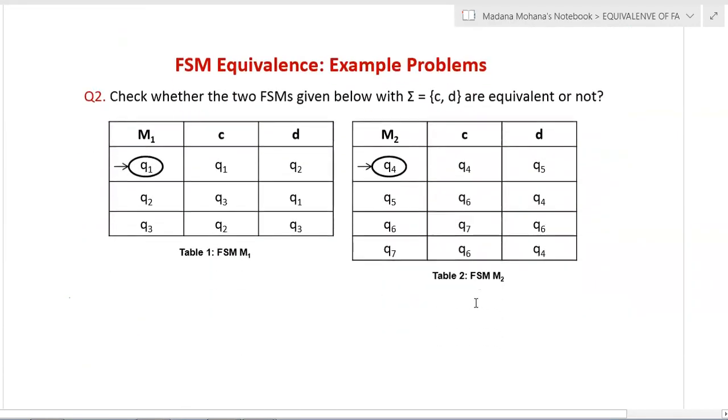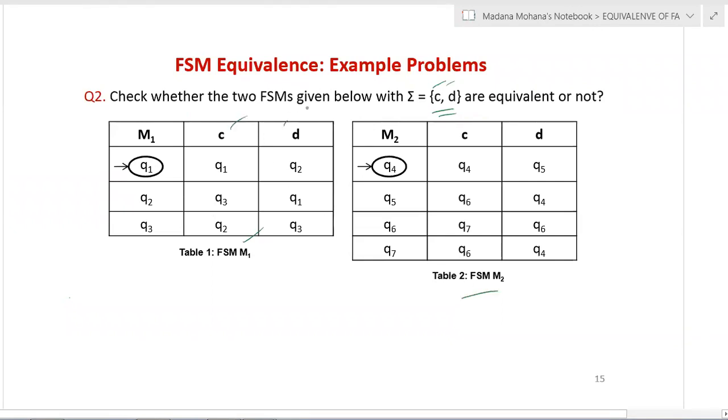Similarly, the second example is here. This you can practice; here I will explain orally. Check whether the two FSMs given below, sigma equal to C comma D, are equivalent or not. Here the inputs are C comma D. Now the automata are given in the form of transition tables. So M1 is given in the first table, then M2 is given in the second table.